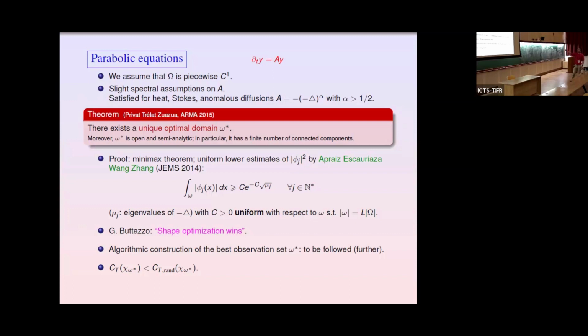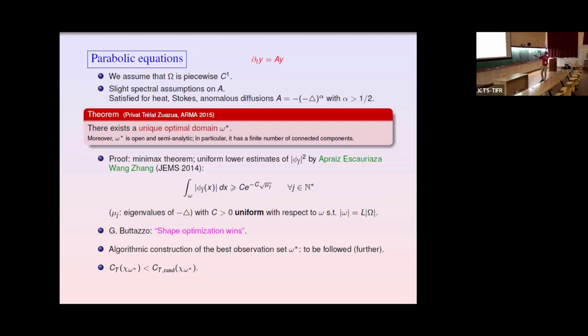By parabolic case, I mean you take your PDE, which may be the heat equation, in the form dty equal Ay, where A is an operator. It can be the Laplace operator for the heat equation. It can be the Stokes operator, or it can also, interestingly, be some real power of the Laplace operator, the fractional heat equation, which is called anomalous diffusion in the literature. In that case, we have the good convergence. And we prove in this paper with Privat and Zuazua that there exists a unique optimal domain omega star.